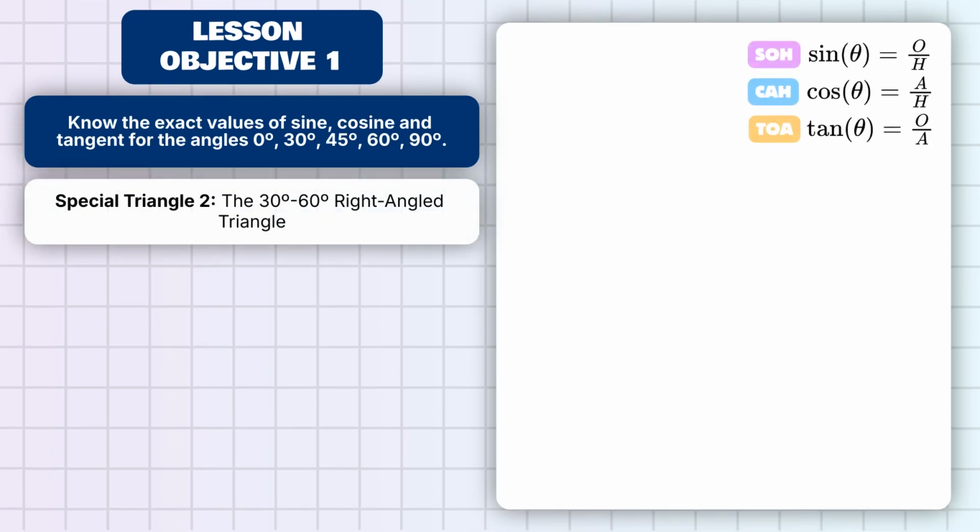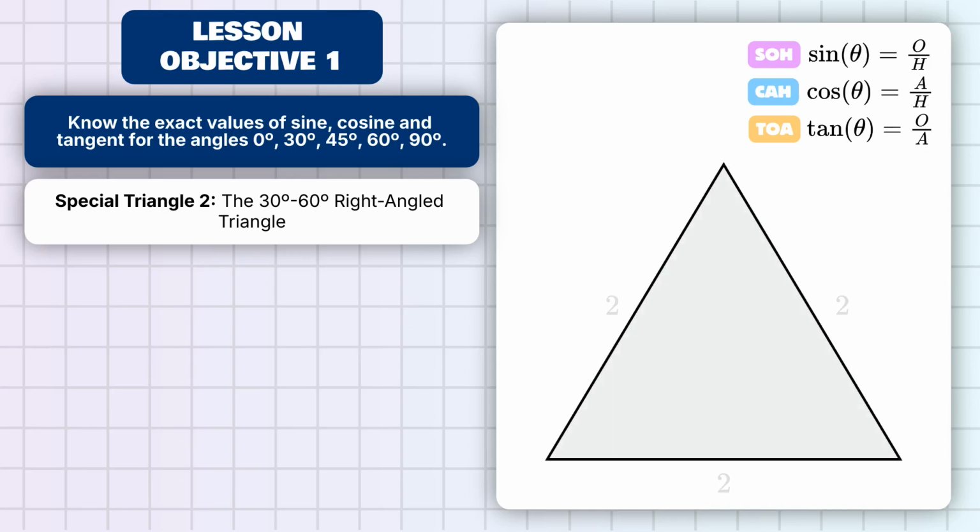Let's turn to special triangle 2, the 30-degree, 60-degree right-angled triangle. Consider an equilateral triangle with each side of length 2. By splitting it down the middle, we get two 30-degree, 60-degree right-angled triangles. Looking at the triangle created on the right, it has a hypotenuse of 2, a base of 1 and a height of root 3, which we can calculate using Pythagoras' theorem. Using a similar method to our previous triangle, we can find the exact values of sine, cos, and tan for 30 degrees and 60 degrees.